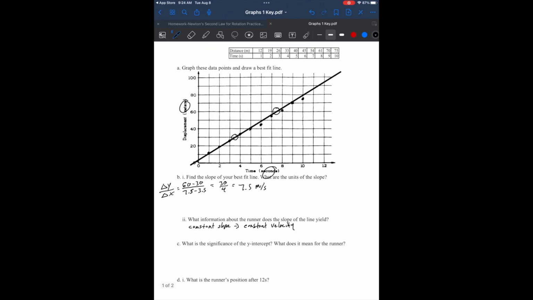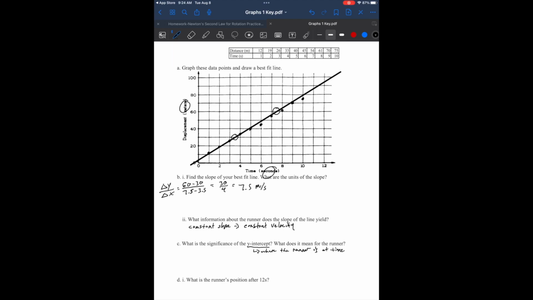What is the significance of the y-intercept? What does it mean for the runner? Well, the y-intercept is where the runner is when the time is 0. When the time is 0, where is your runner? Now, if the line hits the origin, then the runner is at the origin, at point 0. But in this case, our runner was not at the origin.